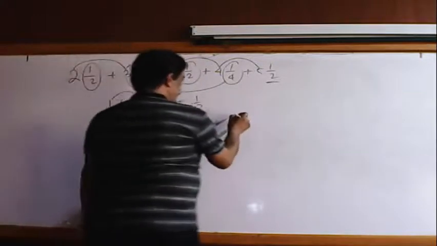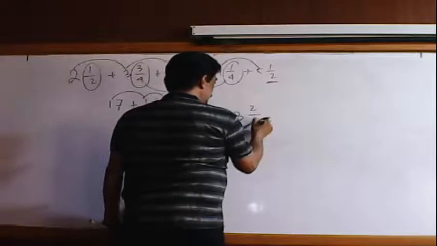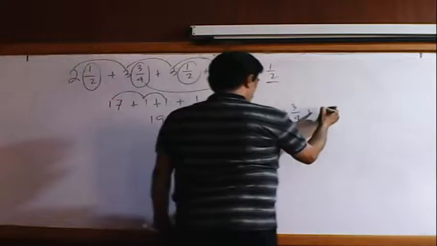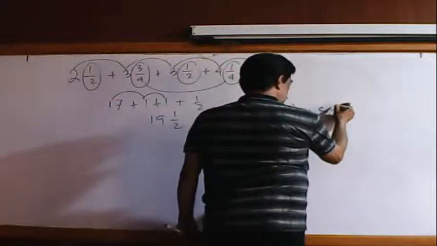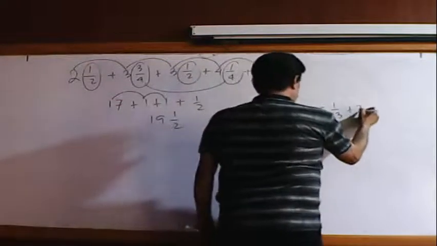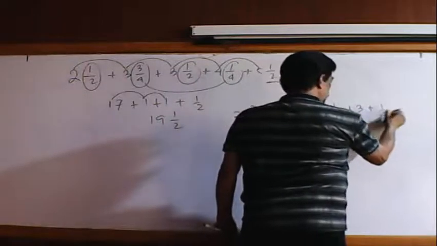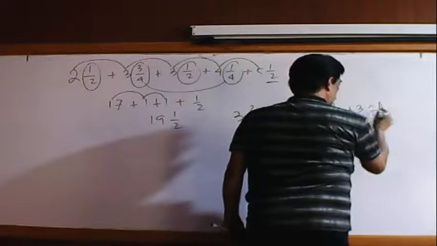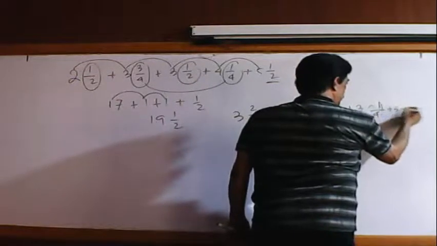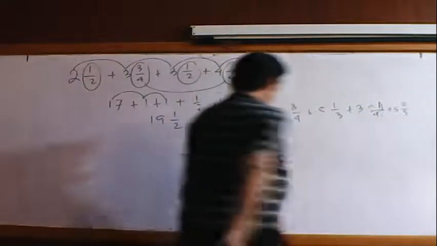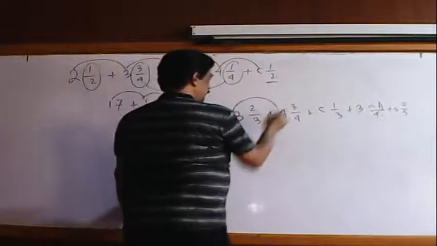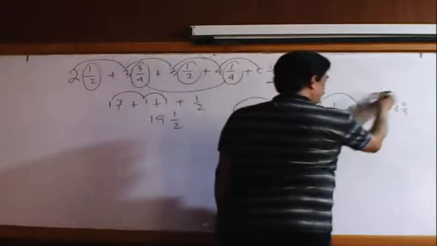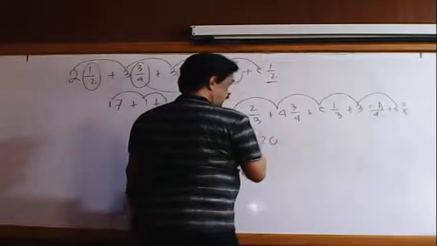Next step: 3 and 2/3, 4 and 3/4, 5 and 1/3, 3 and 1/4, 3 and 1/4 plus 5 and 2/5. Again, 3 plus 4, 7, 7 plus 5, 12, 12 plus 3, 15, 15 plus 5, 20. I write 20. Very careful.